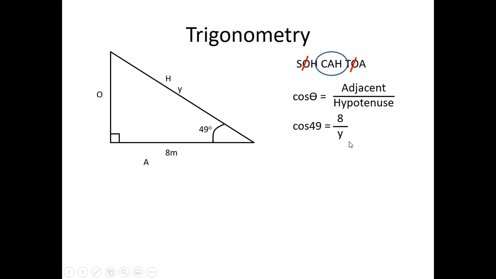Now you can see that y is now in the denominator of that fraction. To be able to get y as the subject, to work out y, we need to release it from the denominator and get it to the top line. We do that by multiplying by y first. So we multiply by y, and we end up with y multiplied by the cosine of 49 is equal to 8. Again, we're trying to get y by itself, so now we have to divide by cosine 49. So y is equal to 8 divided by cosine 49.